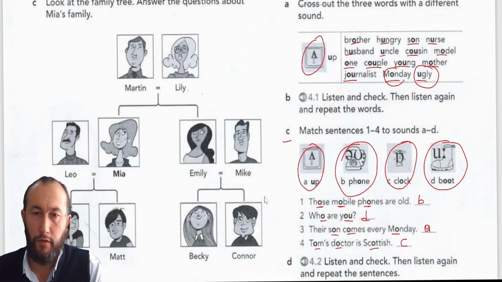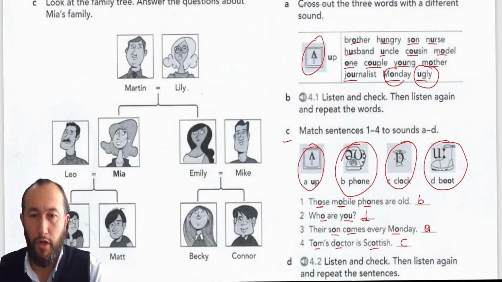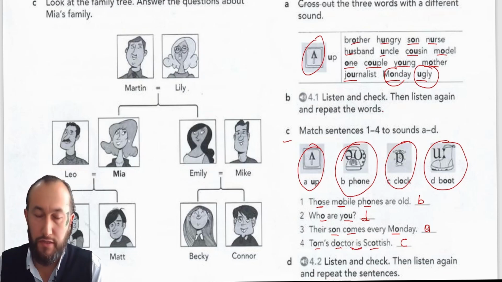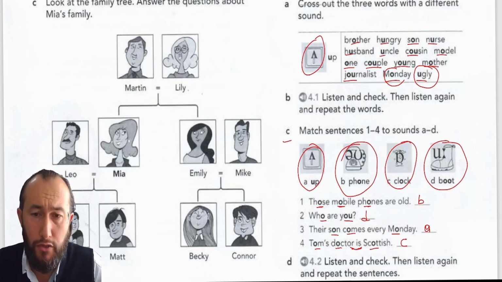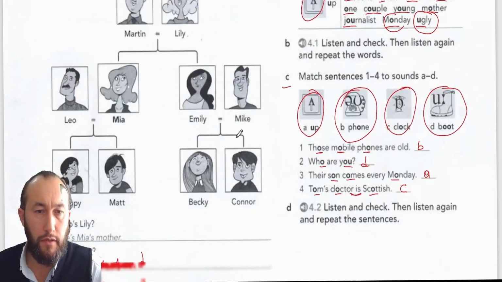Alright, guys. So those mobile phones are old. Who are you? Their son comes every Monday. Tom's doctor is Scottish. So when we say doctor, we don't say the R. But when I add it to the next word, which is a vowel sound, is, we're going to link them together. Doctor is. Tom's doctor is Scottish. Or we can also say it the other way. That's also fine.